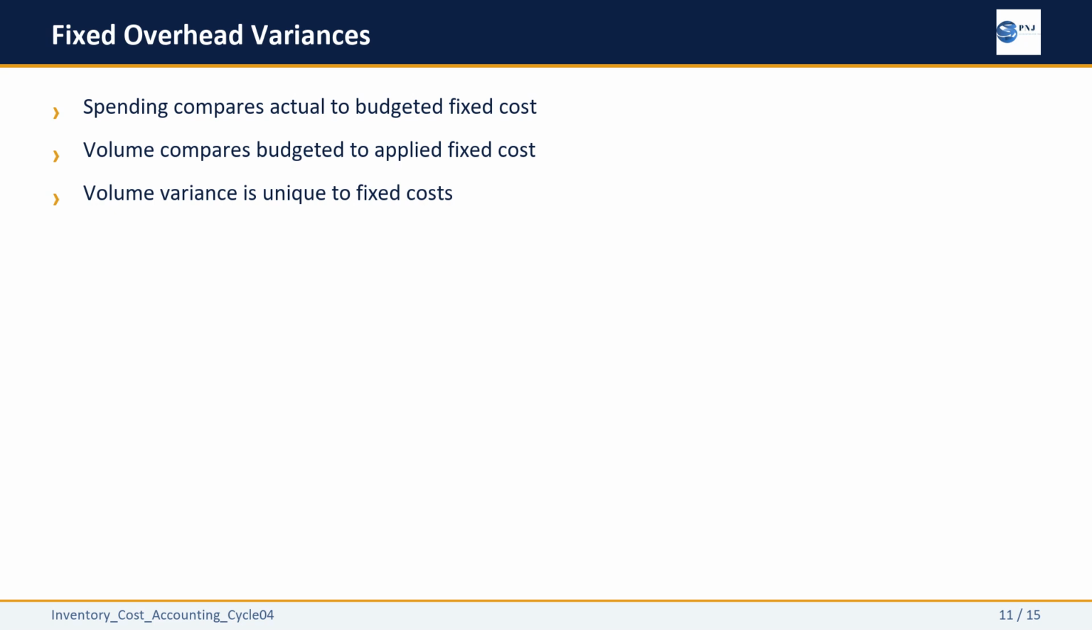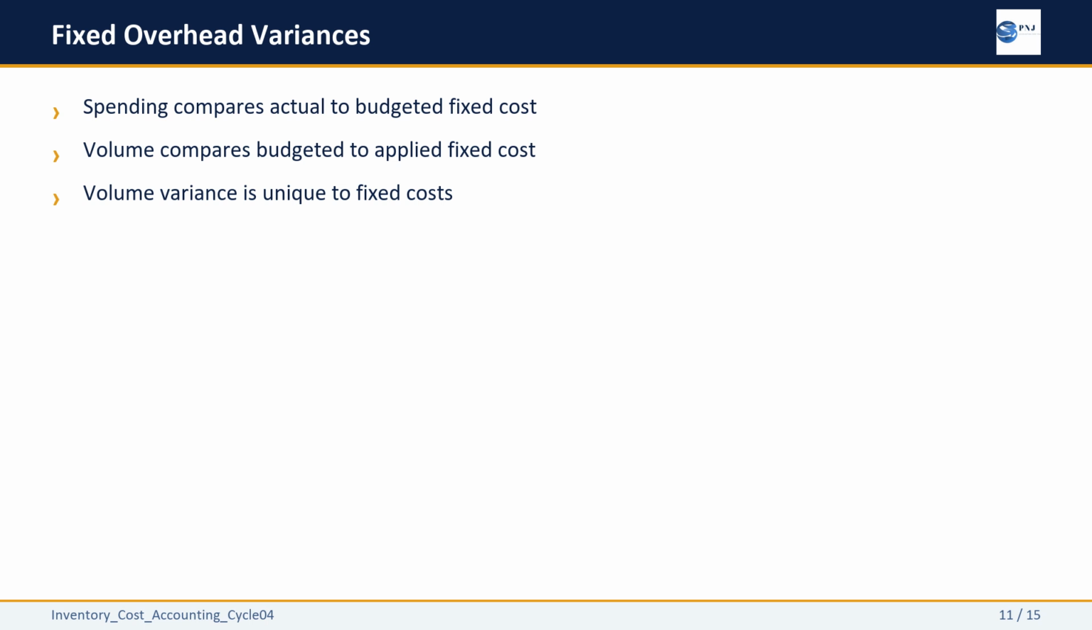Fixed overhead splits differently. The fixed overhead spending variance simply compares actual fixed overhead to what was budgeted, catching surprises in rent, depreciation, supervisory salaries, or insurance. Straightforward. The volume variance is the subtle one.